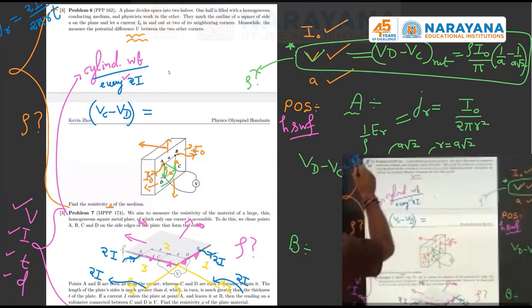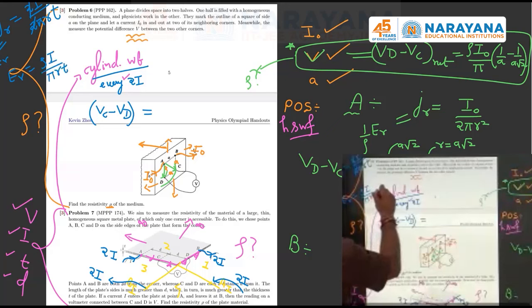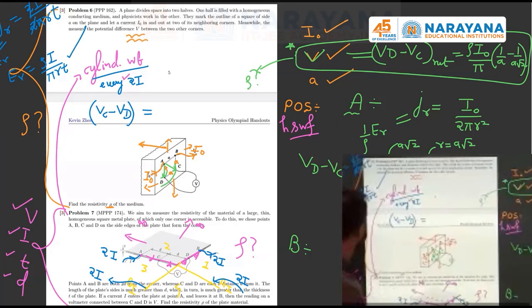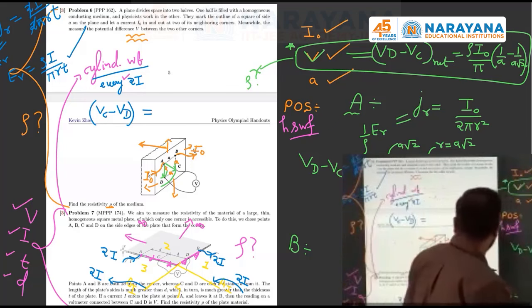So 2 will cancel out. It is this thing. And J is 1 upon rho into E. So basically, E as a function of R is rho I upon pi RT. Just take care of this function. Now it's a 2-line problem.